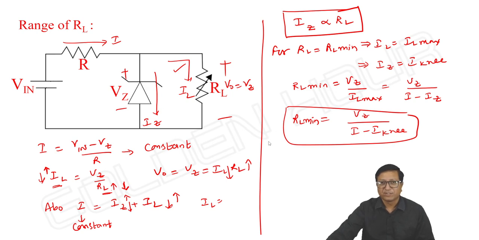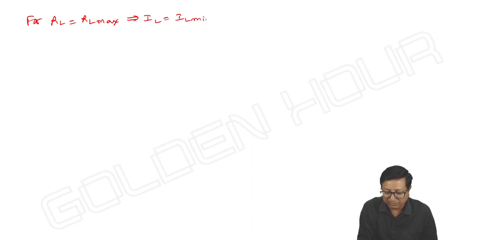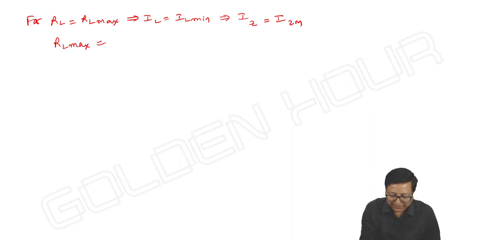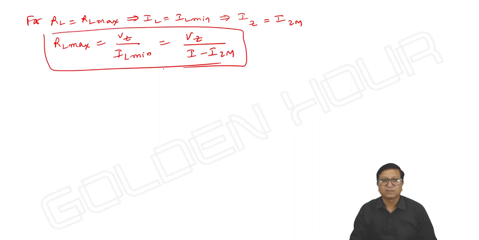Okay, next, for RL is equal to RL maximum, definitely IL is equal to IL minimum, which implies the corresponding current through the Zener diode is maximum. Okay, so RL maximum is equal to VZ by IL minimum, that is VZ by I minus IZM. That's it. This is the idea. Okay.